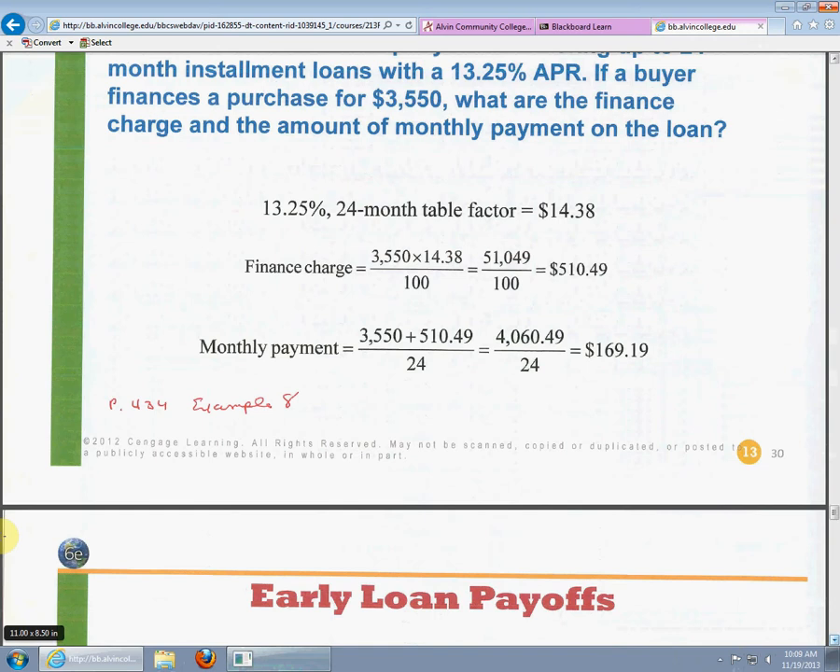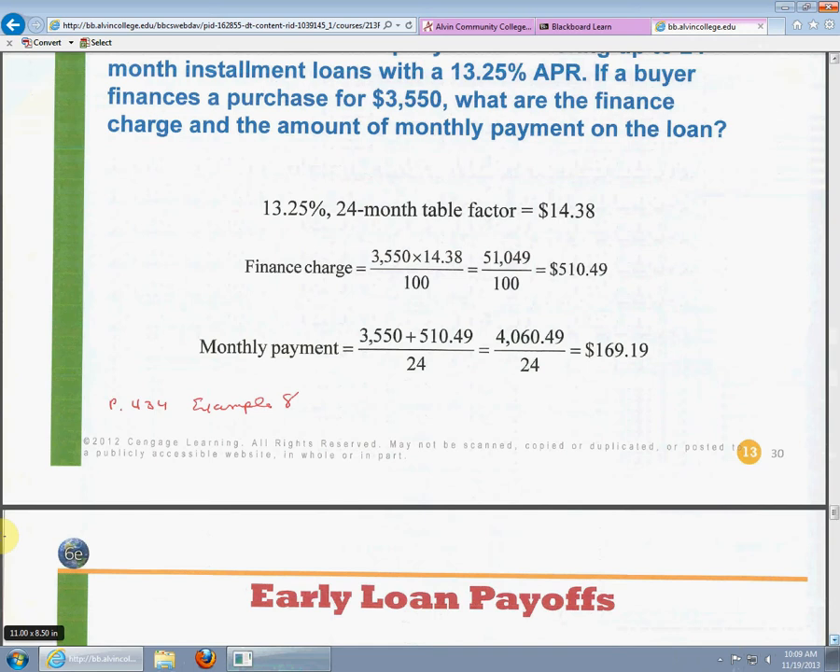At the bottom of page 434 on the top, they show you the sum of the digits. If it's for 12 months, then what they do is add 1 plus 2 plus 3 plus 4 plus 5, up to 12. If you add that up, that's 78. And so that's how they get the Rule of 78. It's a widely accepted method for calculating the finance charge rebate, based on the assumption that more interest is paid in the early months of a loan when a greater portion of the principal is available to the borrower.